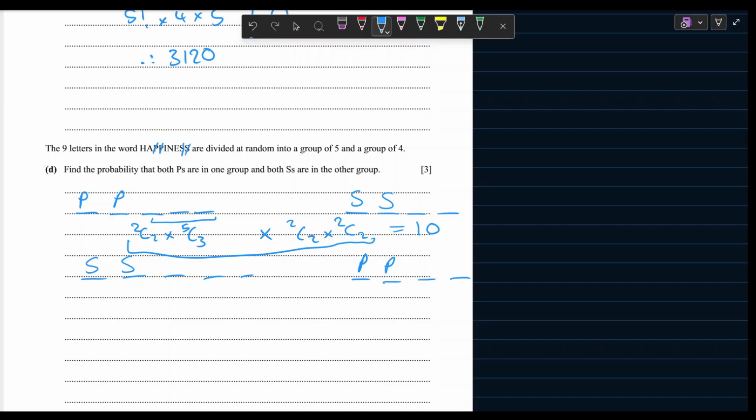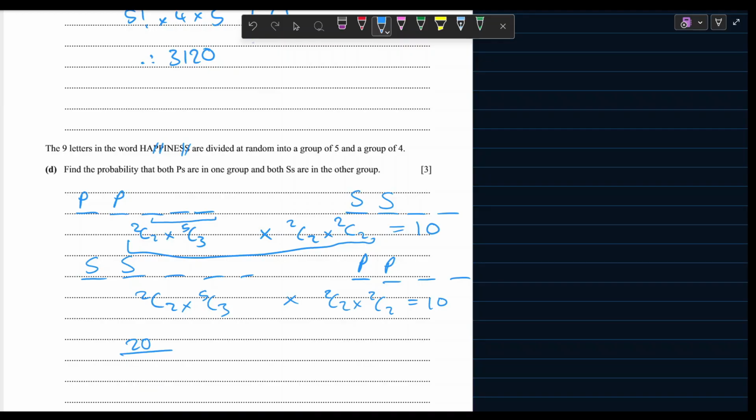And then the second scenario is essentially going to give us the same answer, because the problem is the same. We're going to say 2 choose 2 times 5 choose 3 again. And this is times 2 choose 2 times 2 choose 2. This is going to equal 10. So that's going to be 20.